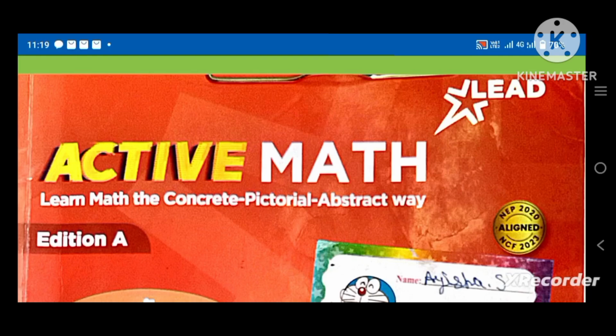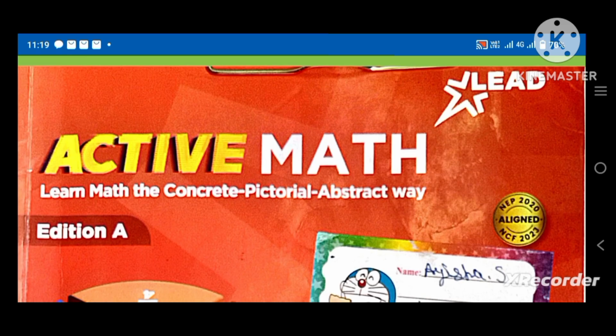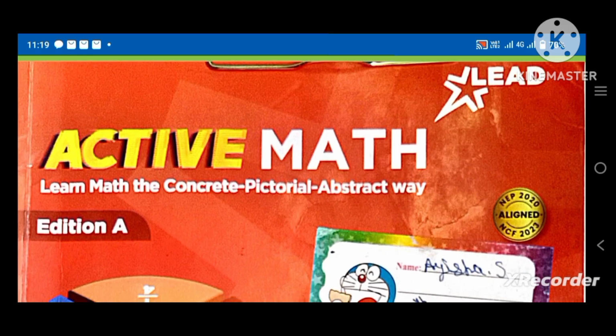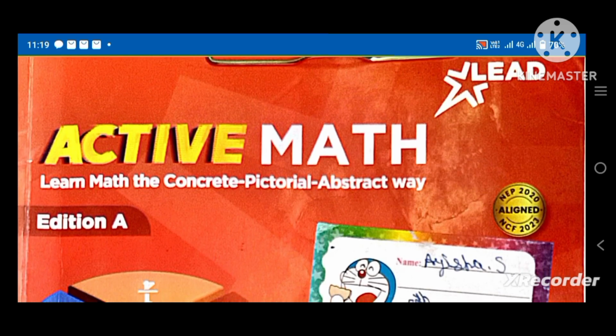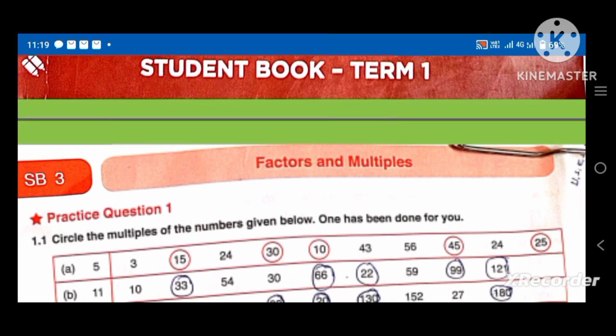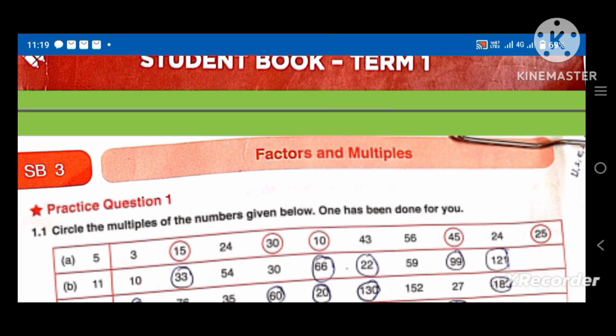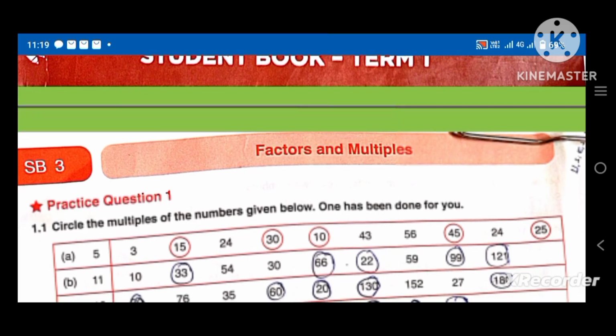Hello students, Active Math, Read app book, 5th class Mathematics, Term 1, Student Book, SB-3, Factors and Multiples, practice question number 1.